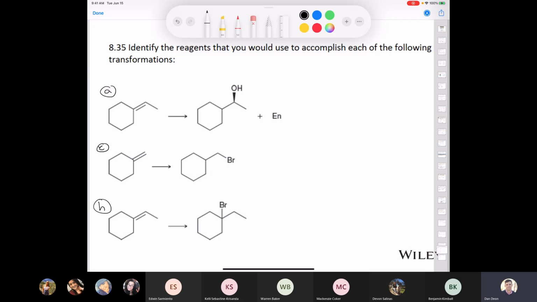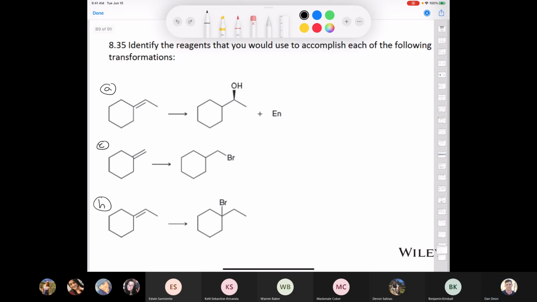In the first one, in 8.35a, would this be a Markovnikov addition of water or an anti-Markovnikov addition of water across this double bond? Would it be Markovnikov or anti-Markovnikov? Anybody answer that? So this is going to be an anti-Markovnikov, right? Because if you look at the two carbons, only one of them has a hydrogen. So that's the one that's richer, and that's the one that takes the hydroxyl. So this is an anti-Markovnikov addition.